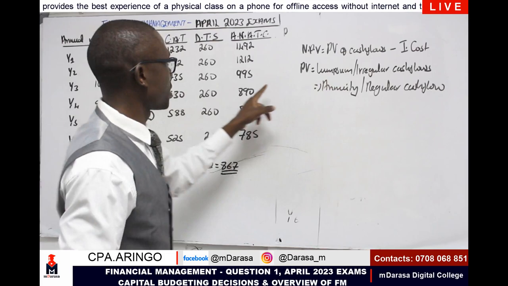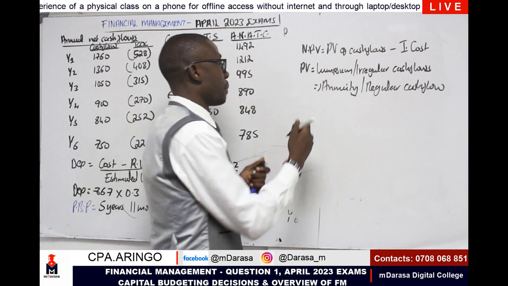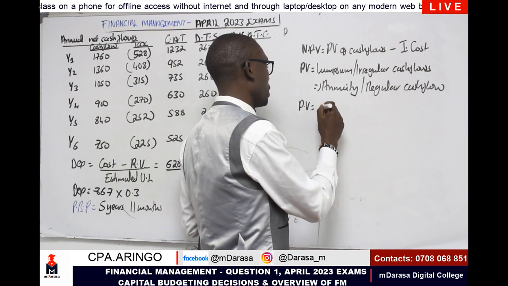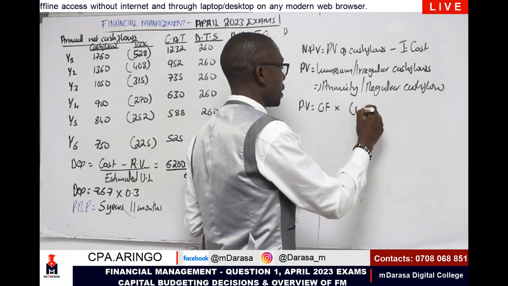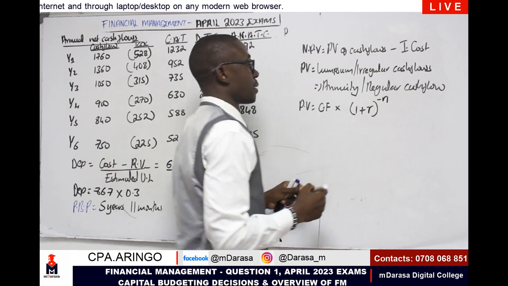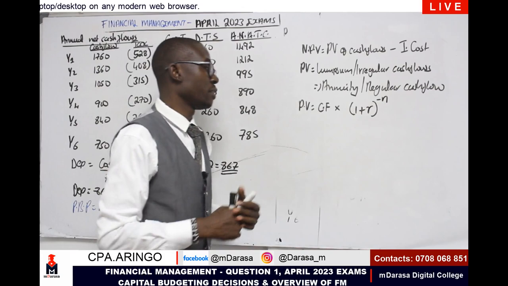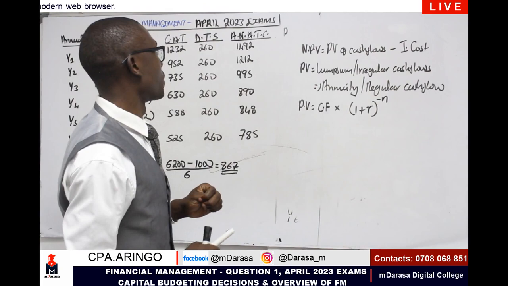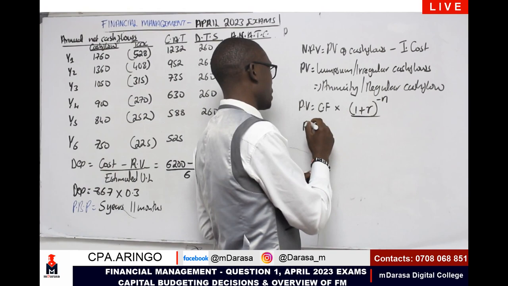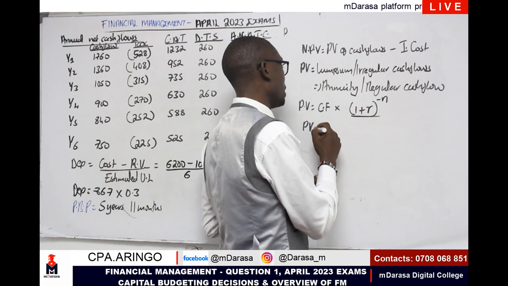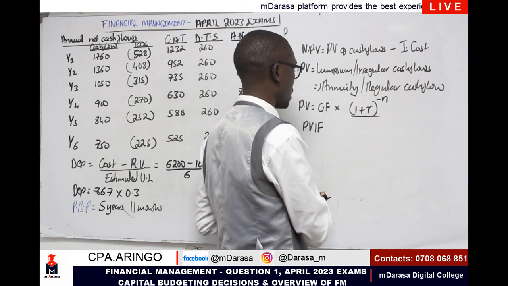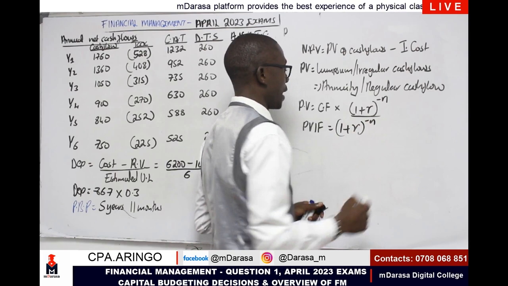In our case, we can see that we had lump sum. So therefore my present value, I should recall, is the cash flows that I'm having multiplied by 1 plus r raised to power negative n. This will give us our present value. That is the present value interest factor, which is 1 plus r raised to negative n. And that is what we are going to use here.